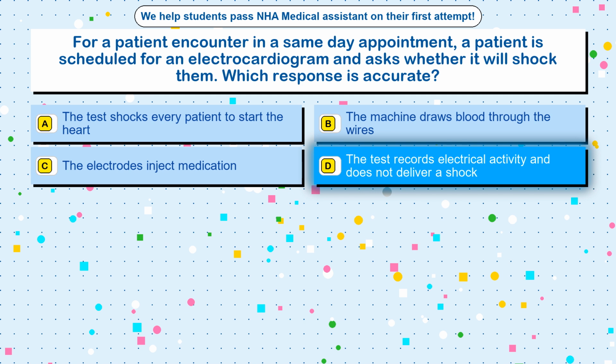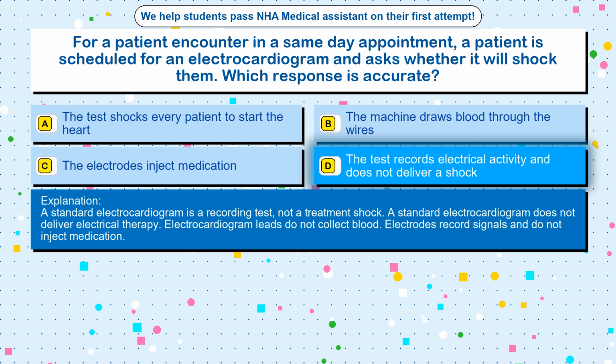The test records electrical activity and does not deliver a shock. A standard electrocardiogram is a recording test, not a treatment shock. A standard electrocardiogram does not deliver electrical therapy. Electrocardiogram leads do not collect blood. Electrodes record signals and do not inject medication.